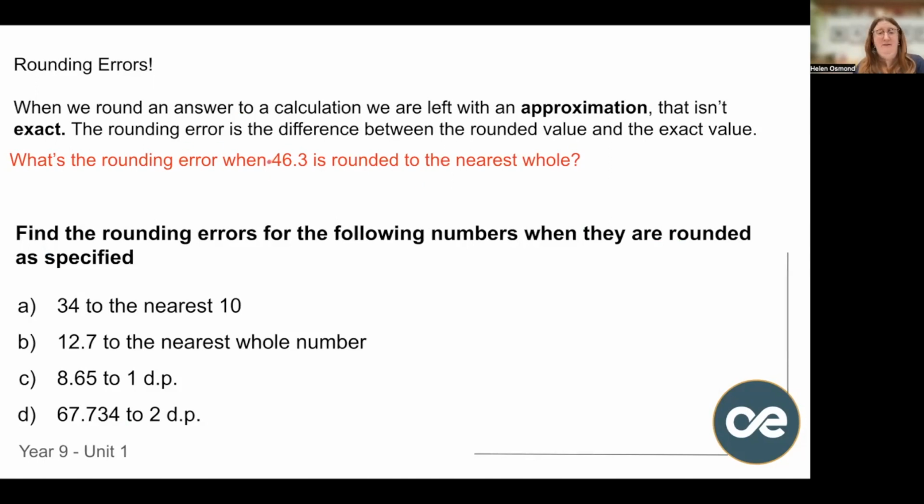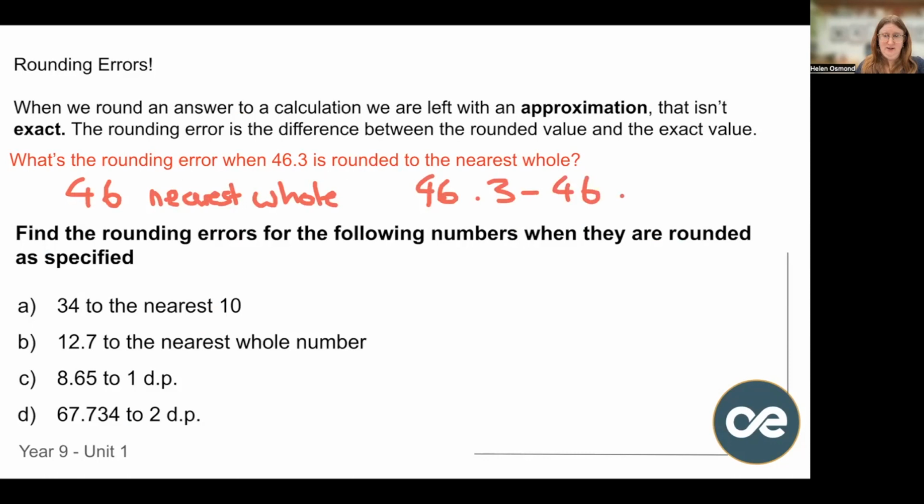So what's the rounding error when 46.3 is rounded to the nearest whole? Well, 46 is the nearest whole. So then my error is 46.3, take away the 46, which just leaves me with an error of 0.3. Now, again, this is a really small topic, so we're just going to go through these questions quite quickly to finish us off before we look at error intervals. And then we're done with this unit and you can go and move on to indices or something more fun.